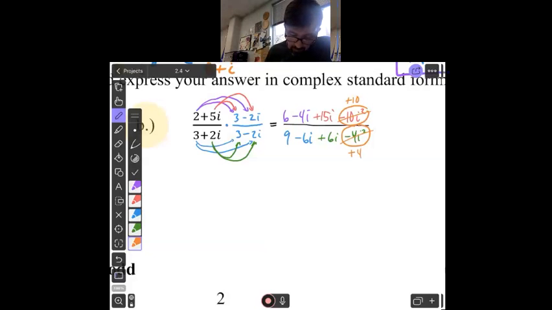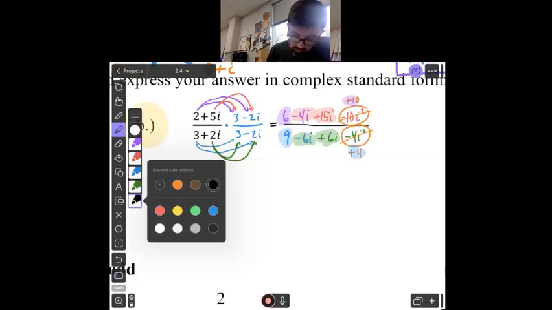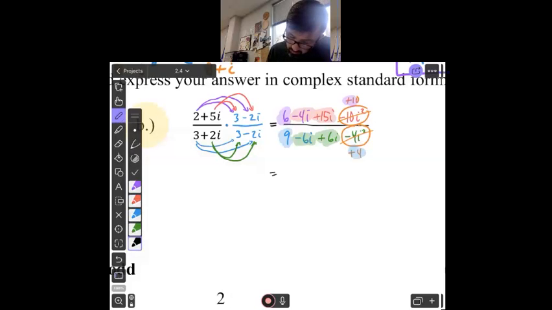And then we have some like terms, right? So 6 plus 10 is 16. Negative 4i plus 15i is 11i. 9 plus 4 is 13. Negative 6i plus 6i is 0i. But I wouldn't write 0i, that's silly.